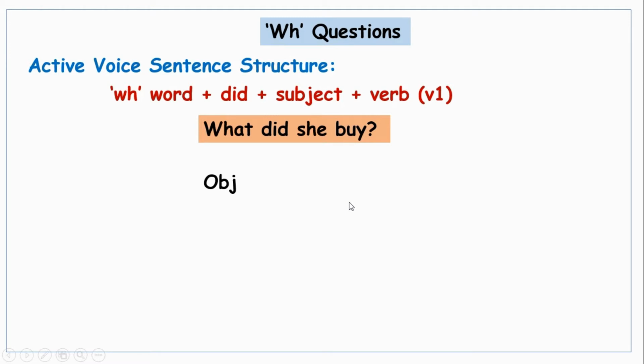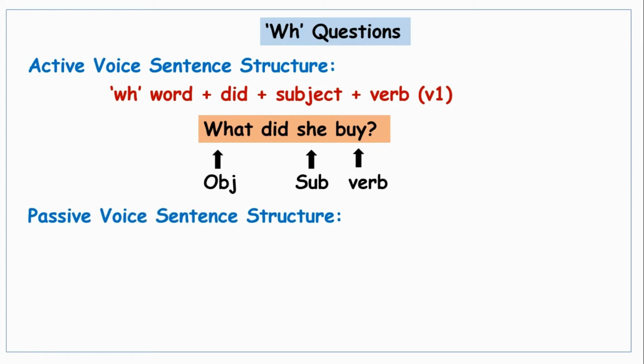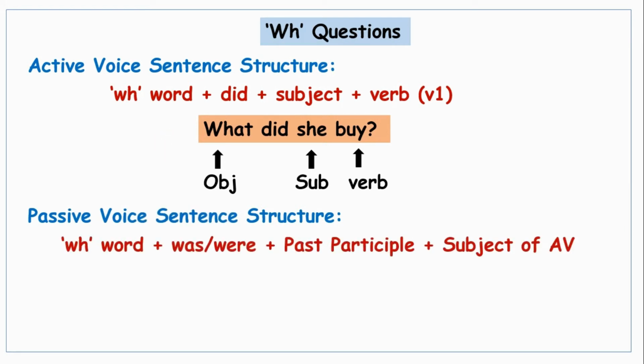Here object itself is what. Okay, if you answer this question, what all you get as an answer is the object. Okay, that's why object is not explicit over here, so we are not supposed to get confused. And subject is she, verb is buy. And passive voice sentence structure is somewhat like this. WH word plus was or were plus past participle V3 plus subject of active voice.